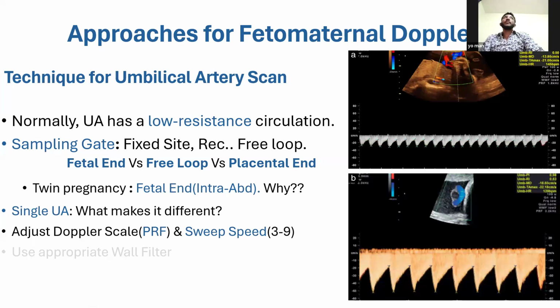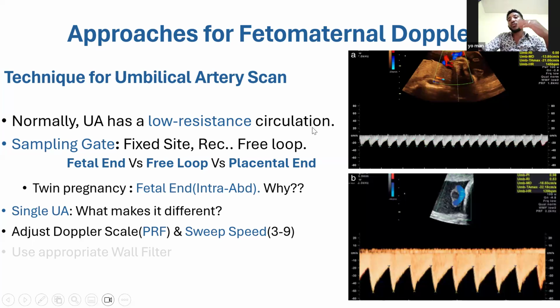So, the other thing is umbilical artery. The technique, normally, the umbilical artery has a low resistance circulation. So you will see this kind of high diastolic velocity here because it's low resistance circulation. The sample must be at a fixed site, and you can put it in the fetal end, free loop, or in the placental end. But the recommended location for sampling of the umbilical artery is at the free loop.